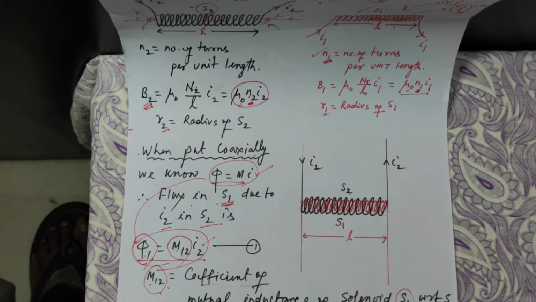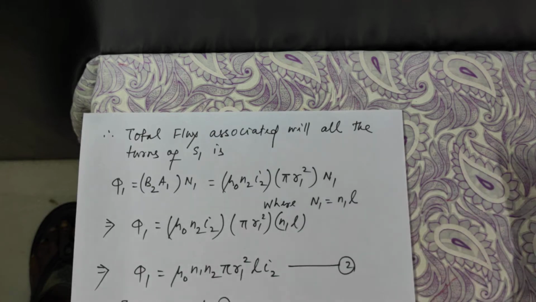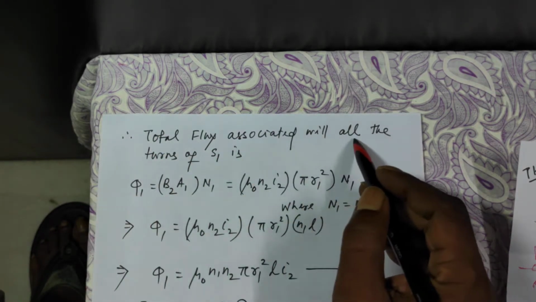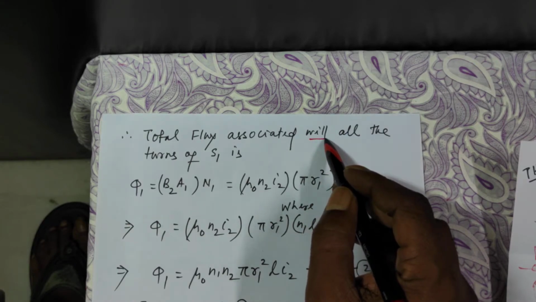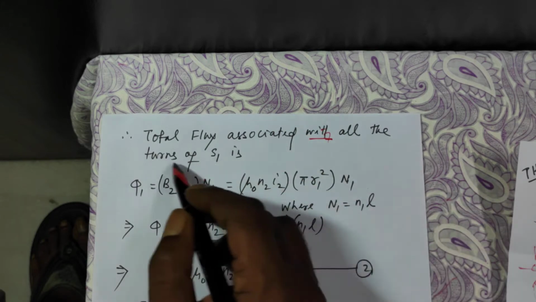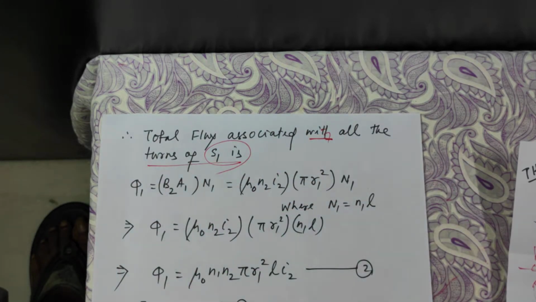Now let us calculate it in a different way. How much is phi 1? Then we will find out how much M12 is, right? So now let me come to the next phase. Therefore, the total flux associated with all the turns of S1 will be how much?